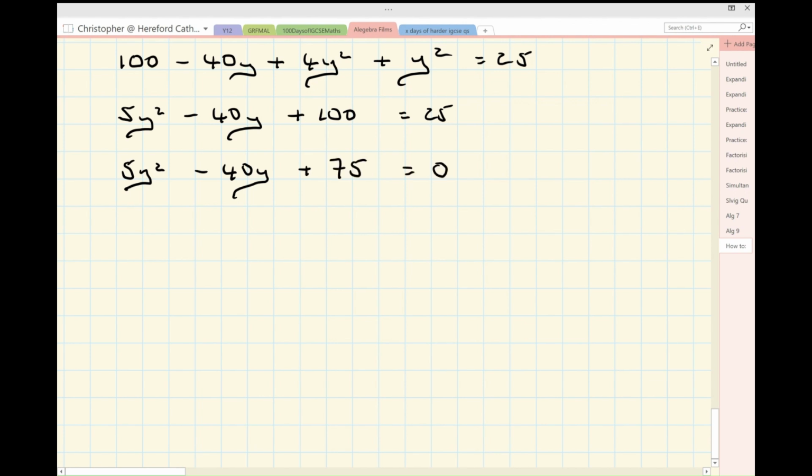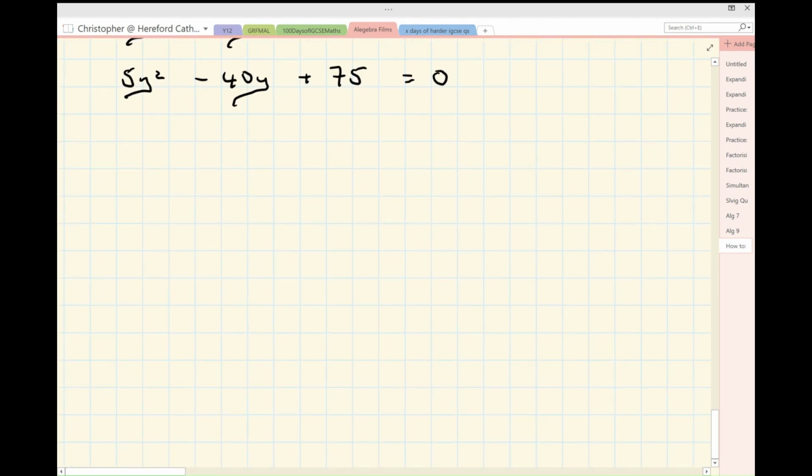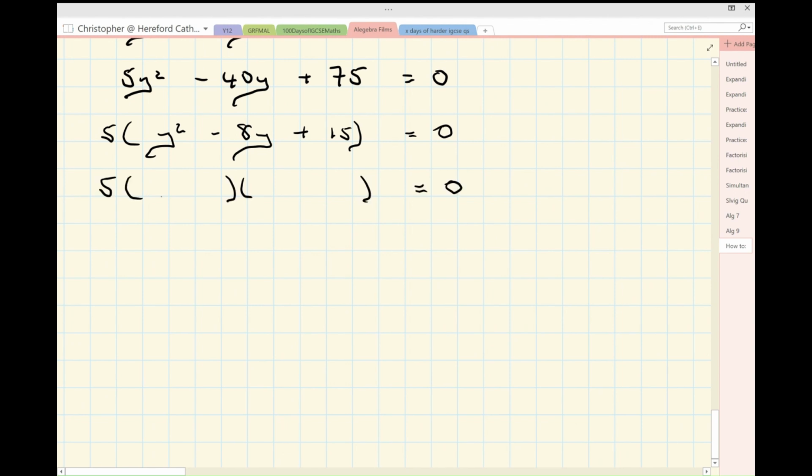Now I'm going to look to factorize the left-hand side. Before I do anything else, I see there's a common factor, 5. 5 lots of y squared minus 8y plus 15 equals 0. Now, can I factorize that quadratic expression? It's going to be a y and a y. Multiply to a positive, add to a negative, minus and minus. It's going to be 3 and 5. So my two solutions for y are that y equals 3 or y equals 5.